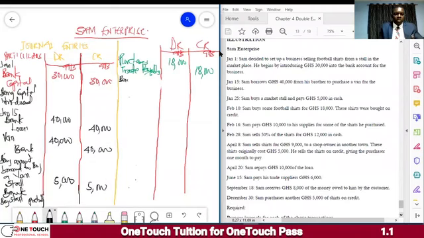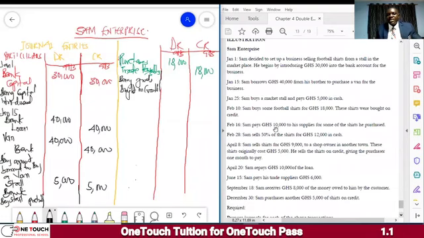Being goods bought on credit. Okay, good. Now let's see the next transaction.